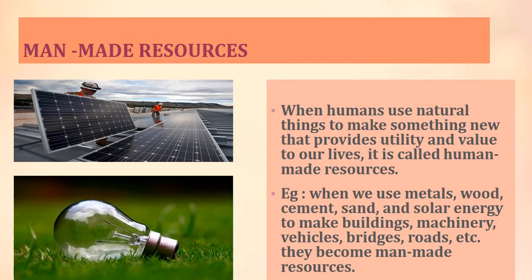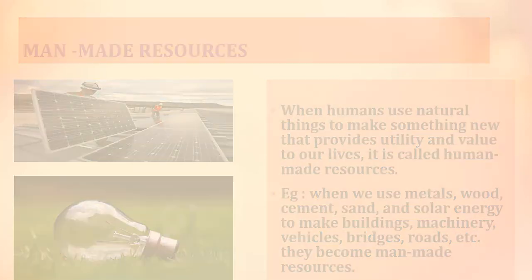Next, we go look into man-made resources. When humans use natural things to make something new that provides utility and value to our lives, it is called human-made resource. Example, when we use metals, wood, cement, sand and solar energy to make buildings, machineries, vehicles, bridges, roads, etc., they become man-made resource.